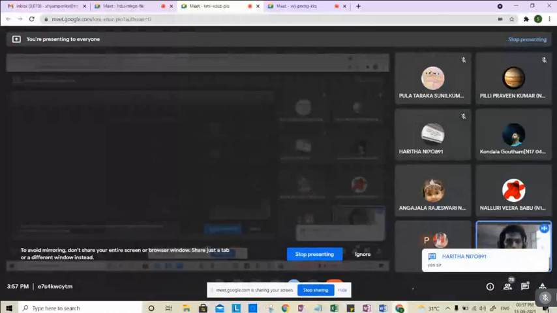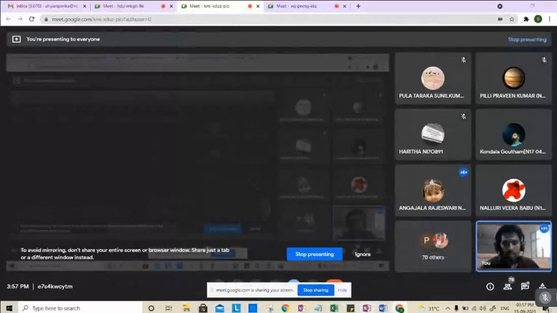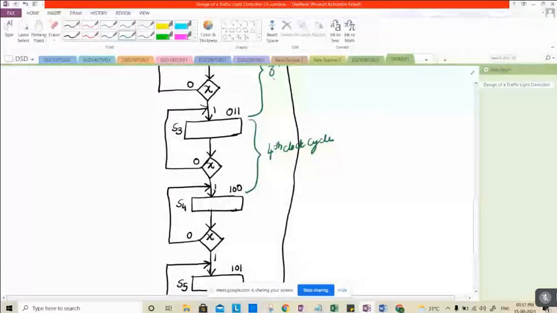Okay, right. Then Rajeshwari, answer this question. So in the fourth clock cycle, do we get a state S4? Do we get S4 in the fourth clock cycle? S4 అనే స్టేట్ వస్తుందా ఫోర్త్ క్లాక్ సైకిల్లో?